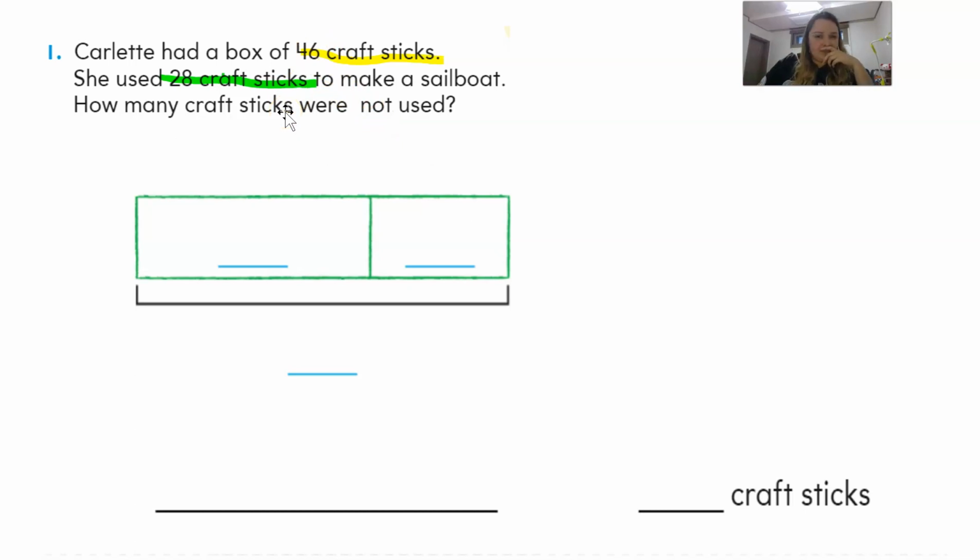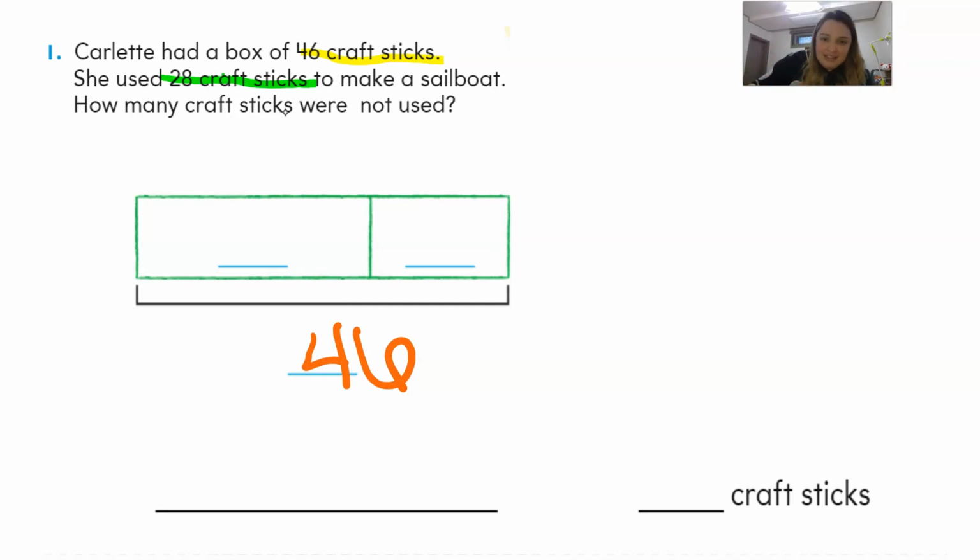Okay, so Carlette had a box of 46 craft sticks. Is that 46 a part or a whole? I think that's a whole. And the reason that I think it's a whole is because that's the total that she has. She has 46 craft sticks. So my total is going to go here. Okay? Now we need to find what 2 parts make up the 46.